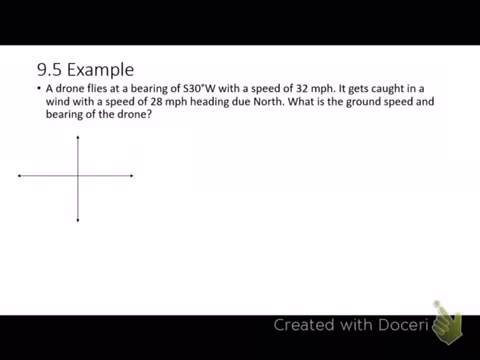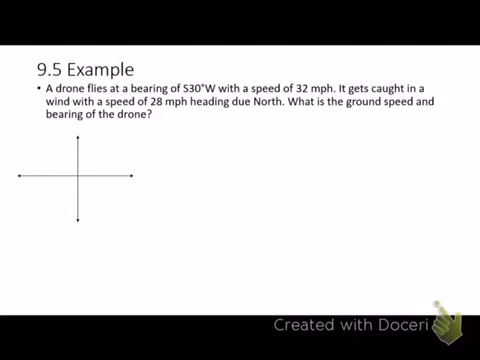So here's the example I came up with: a drone flies with a bearing of south 30 degrees west with a speed of 32 miles per hour. It gets caught in a wind with a speed of 28 miles per hour heading due north. What is the ground speed and the bearing of the drone?